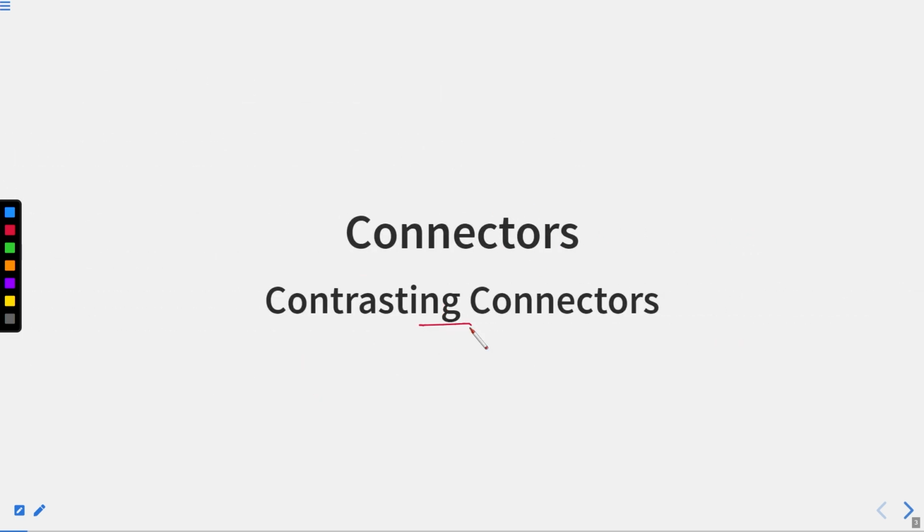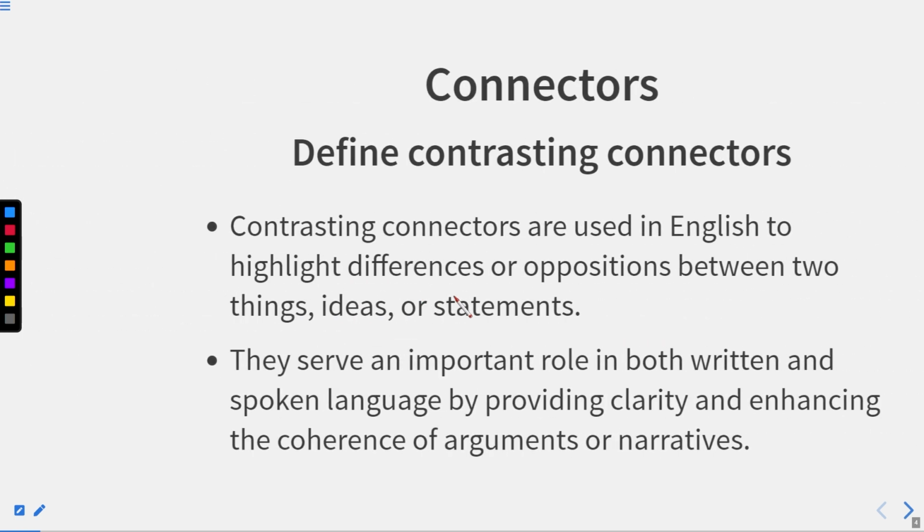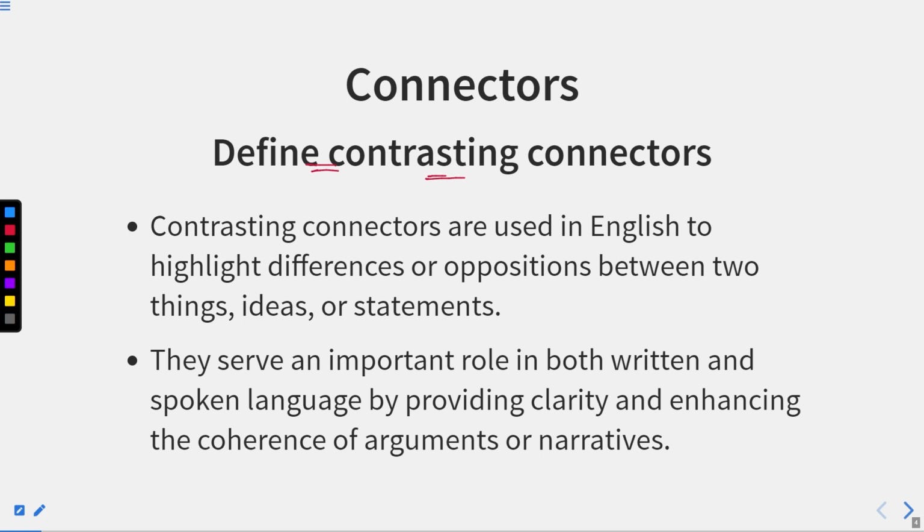First of all, we'll discuss what are contrasting connectors. Now, this is the definition of contrasting connectors. Contrasting connectors are used in English to highlight the differences or oppositions between two things, ideas, or statements. Now, whenever two or more ideas are described or explained, and we want to highlight the difference between the two, we need to put contrasting connectors to join those two sentences together.